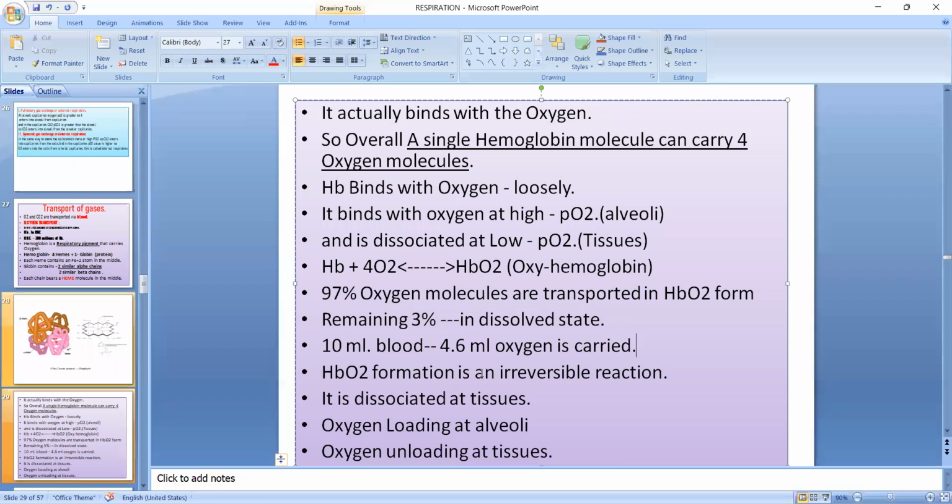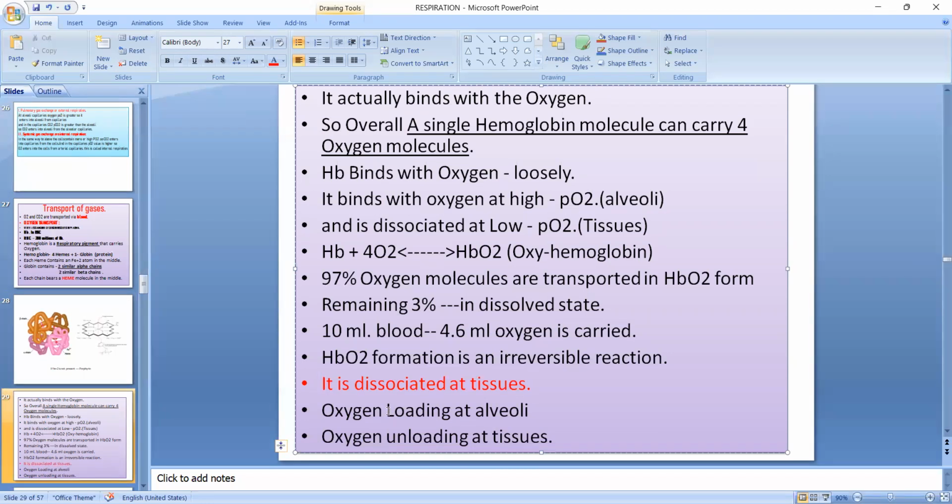HbO2 formation is a reversible reaction. It may proceed forward, it may proceed backward. According to the partial pressure of oxygen, if PO2 is higher, HbO2 is formed. If PO2 is lower, Hb plus oxygen is formed. The liberated oxygen is sent to the tissues. So HbO2 is dissociated in tissues.